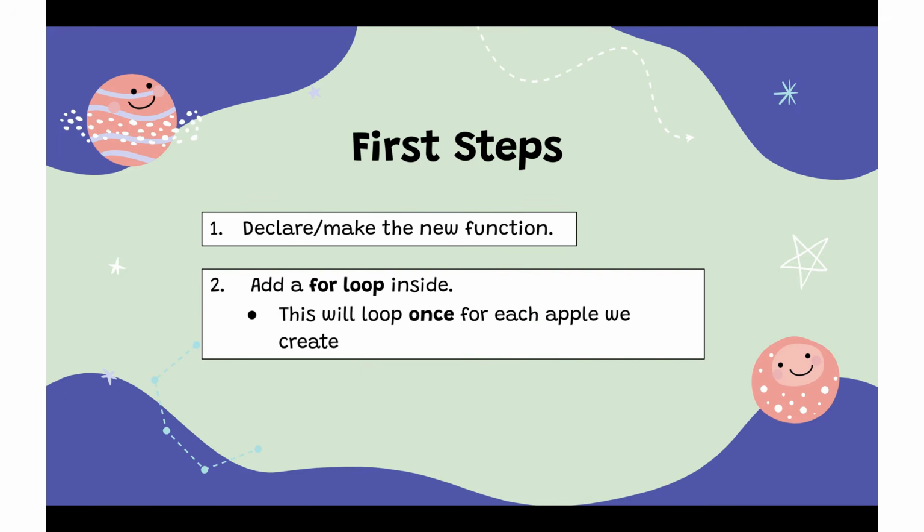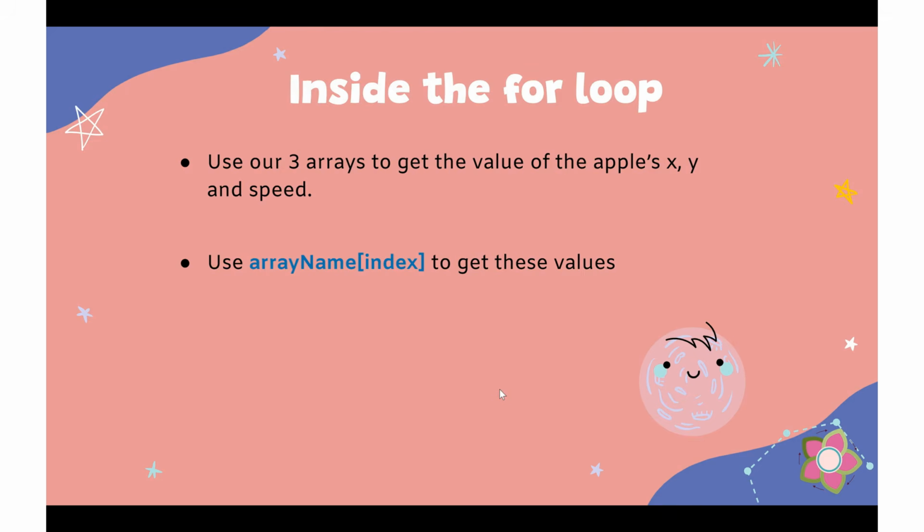Next, we're going to add a for loop inside. You can use the incrementing variable i. This will loop once for each apple we create. All right, so once you have done that, we are going to now add code inside of the for loop. So we're going to use our 3 arrays to get the values of the apple's x, y, and speed, we can use arrayname[index] to get these values.